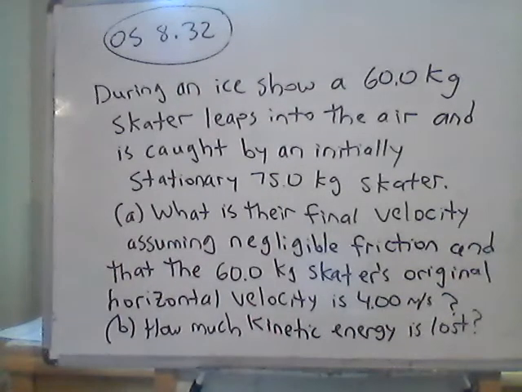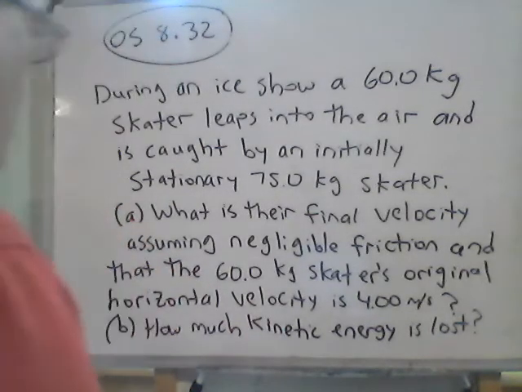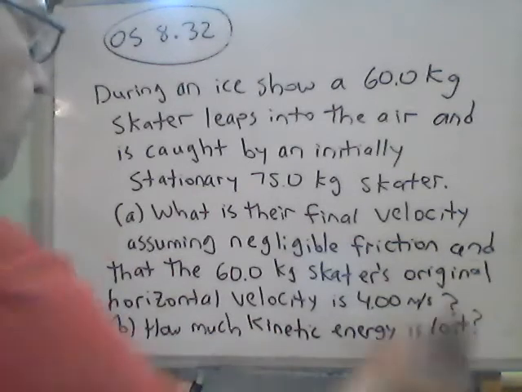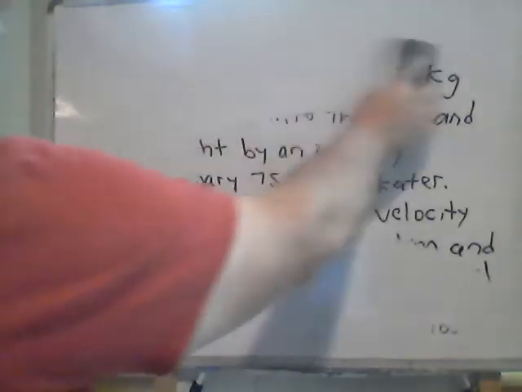Okay, again, during an ice show, a 60.0-kilogram skater leaps into the air and is caught by an initially stationary 75.0-kilogram skater. A, what is their final velocity, assuming negligible friction, that the 60.0-kilogram skater's original horizontal velocity is 4.00 meters per second? B, how much kinetic energy is lost? All right, so again, sorry for the issue of my camera.